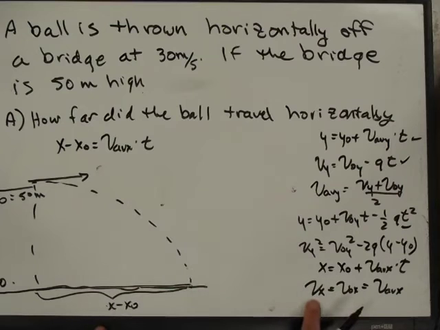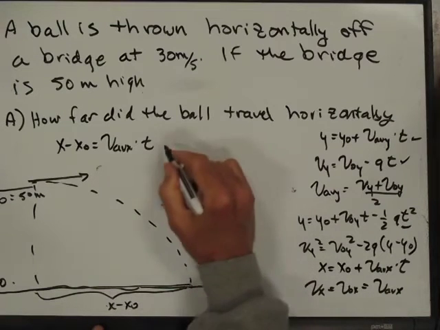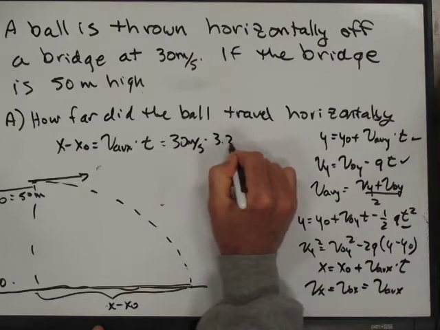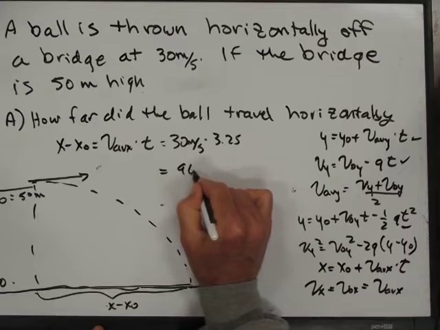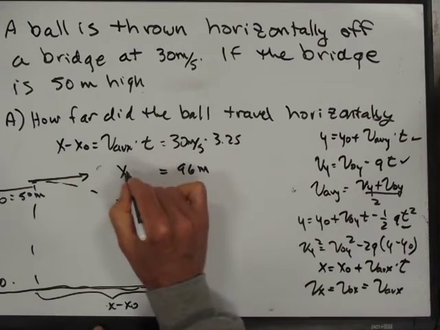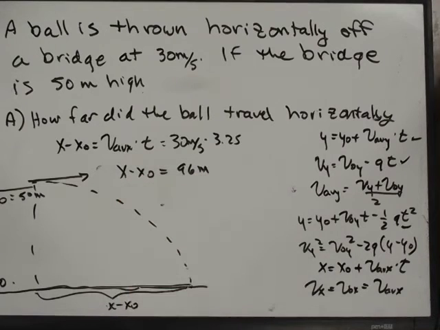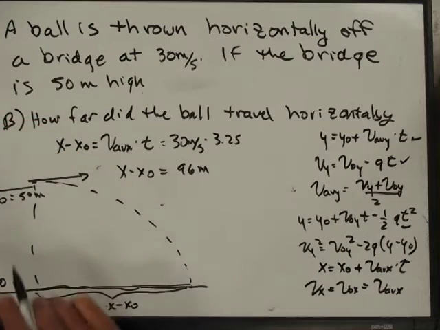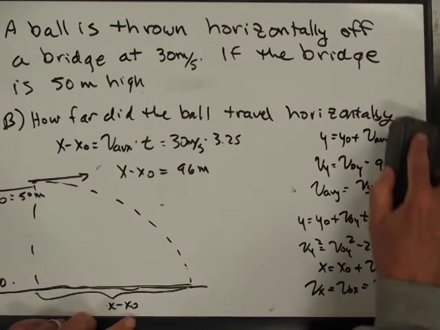But we already know what v average x is. It's the same thing as the final velocity or the initial velocity. It's 30 meters per second. And so this is 30 meters per second times 3.2 seconds, which is about 96 meters. That would have been question B. Right. And then we can ask another question.